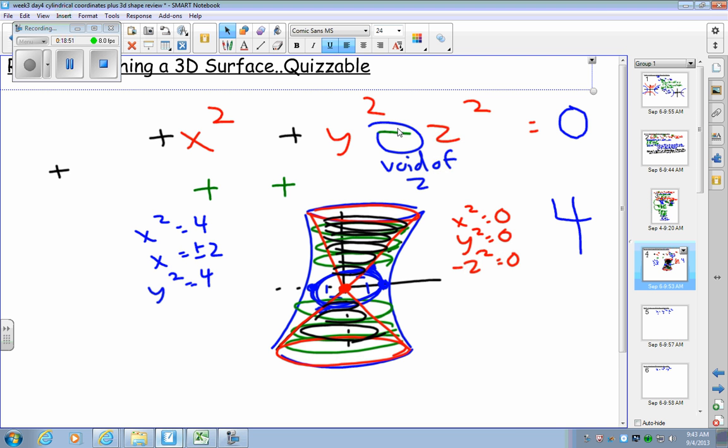Okay. So that's just a little bit about playing with some signs, and also the coefficient on the right, or the number on the right. And again, if I'd made it where two of them were negative, you would be talking about the two-sheeter that we had just done before. Okay?